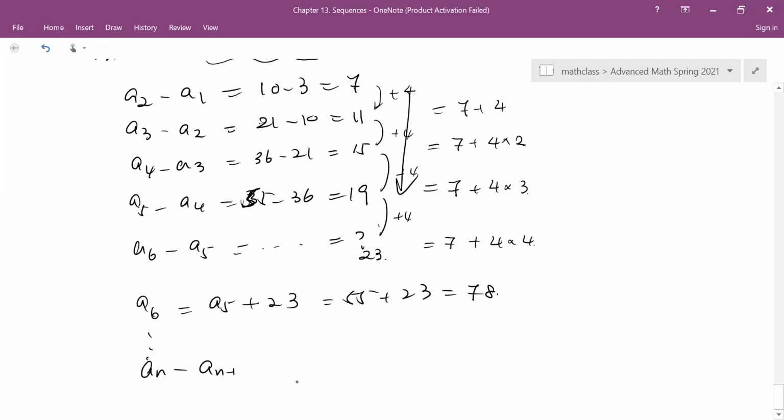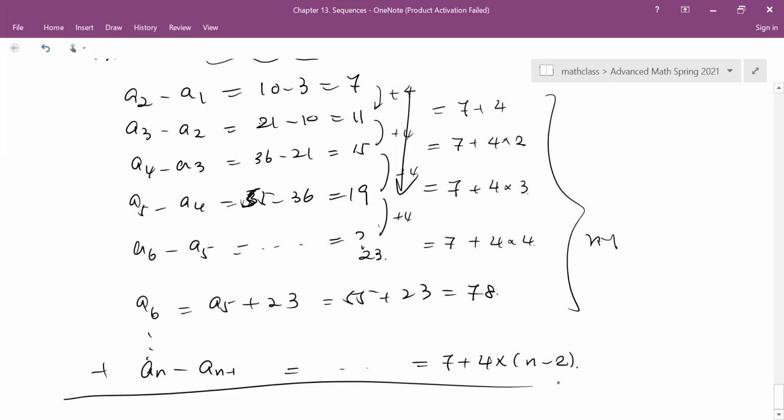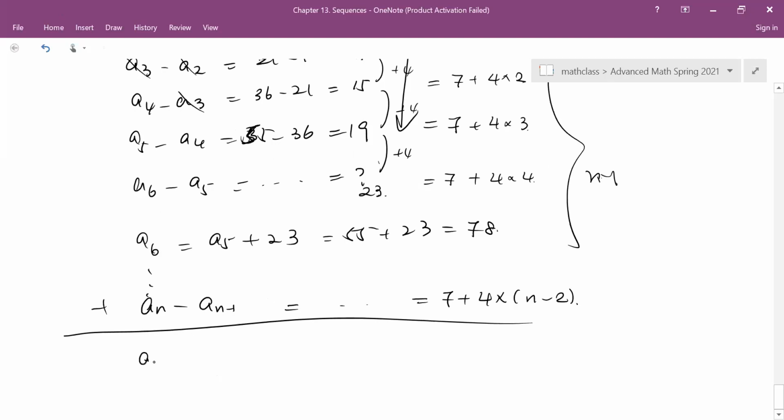An minus a(n minus 1) is 7 plus 4 times, what is that number? I think it has 6, 5, and 4, so this will be n minus 2. Okay. So you still have n minus 1 terms here. So add them together. A2 cancels out, A3 cancels out. So what is left on the left-hand side is an minus a1.